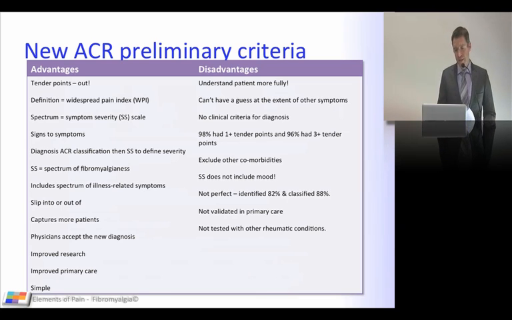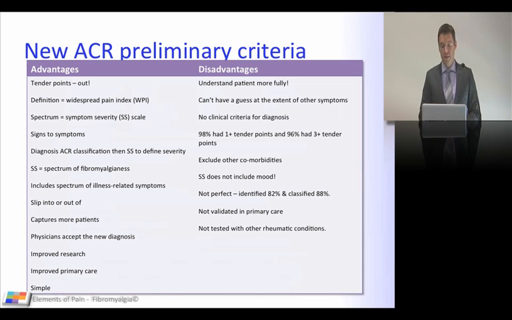So the new criteria, and this might be something that you may need to discuss with an examiner. They might choose to find out about what you consider advantages and disadvantages of the criteria. Advantages: the tender points are out, so those 9 symmetrical tender points, you don't need to have them or find them or diagnose them in this new diagnostic criteria.